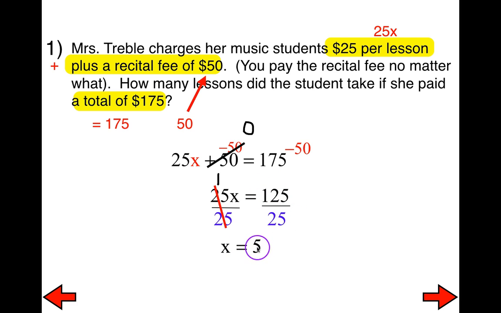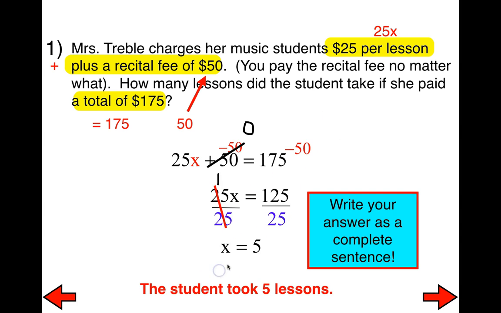So notice if we said x represents the number of lessons, I would answer my question: the student took 5 lessons. So notice it's the same answer as before, except now we have a systematic way of getting our answer without having to guess and check.